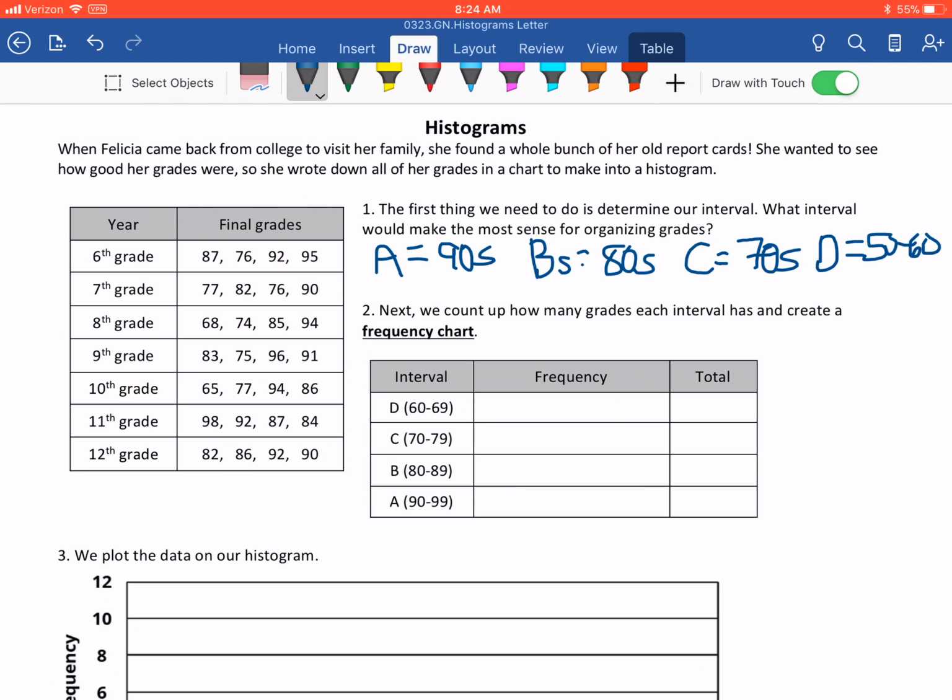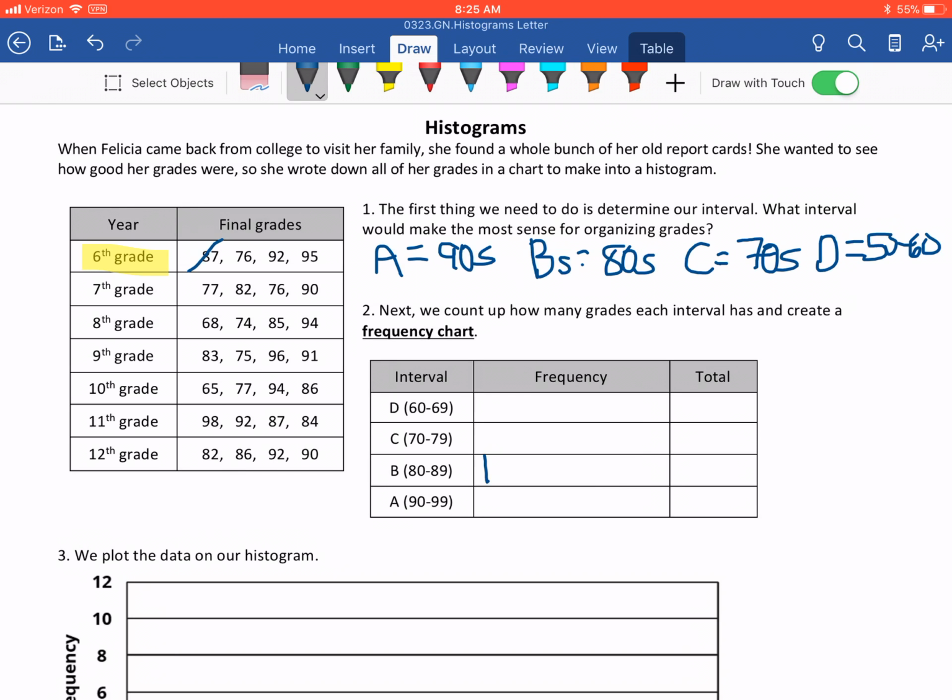So now we're going to go through all of the data and we're going to count up how many grades each interval has and create a frequency chart. So this is pretty similar to something we've done before, but now instead of doing it with just one number, we're doing it within an interval. So I'm going to start by looking at her 6th grade grades. Her first grade is an 87. Is an 87 a D, a C, a B, or an A? Well, like we wrote here, a B is something that is in the 80s. So where I have 87, I'm going to just put a tally mark and cross off the 87.